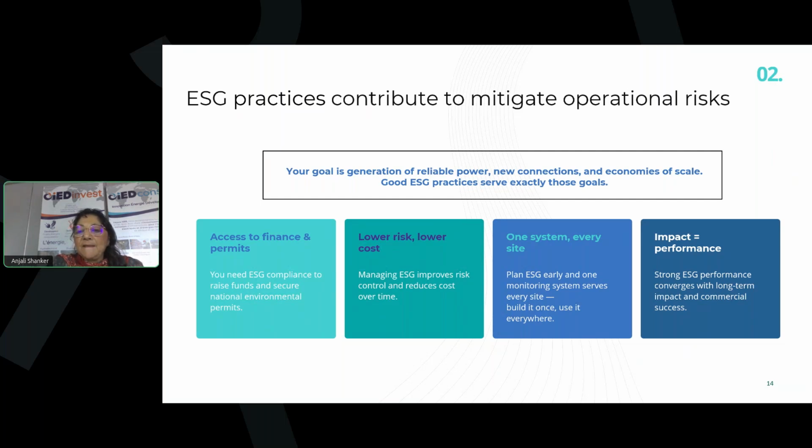Impact and performance. Strong ESG performance converges with long-term impact and commercial success. We'll go to that now in terms of achieving a higher number of connections and impact in terms of productive uses. So the challenge is to make all this ESG management cost-effective and practical for mini-grid practitioners. This is what the manual is all about. Next slide, please.